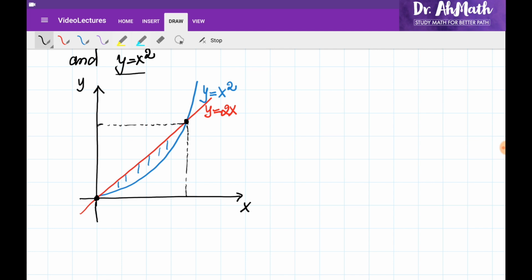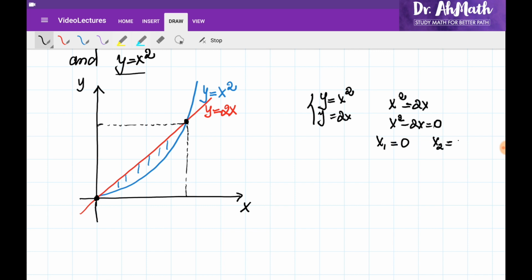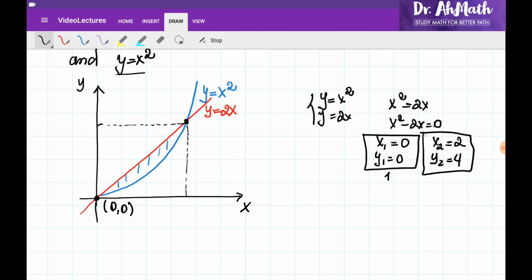In order to do this, we need to solve the system: y is equal to x squared, y is equal to 2x. So this system has a solution: x squared is equal to 2x, x squared minus 2x is equal to 0. So one of the values for x is equal to 0, the other one is 2. If you substitute this into one of these equations, you would get y1 is equal to 0, y2 is equal to 4. What does it mean? It means that the coordinates of this intersection point are 0 and 0. This is point 1. And the coordinates of the second point are 2 and 4.